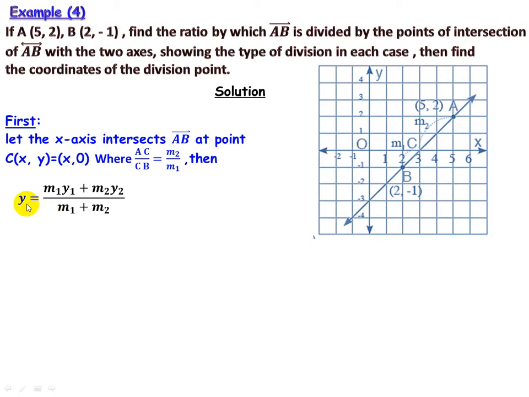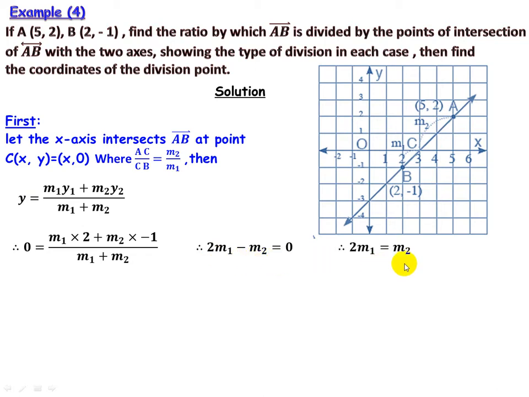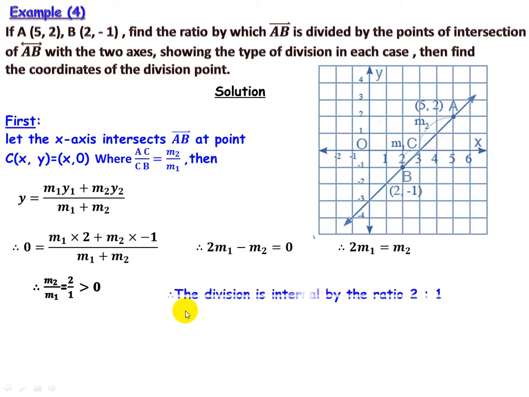After substituting y equals 0, we get (M1 times 2 plus M2 times negative 1) over (M1 plus M2). Crossing multiplication, 2M1 minus M2 equals 0, so 2M1 equals M2. The ratio M2 over M1 equals 2 over 1, which means 2, and this ratio is positive because it's greater than 0. So the type of this division is internal, and the ratio of this division is 2 to 1.